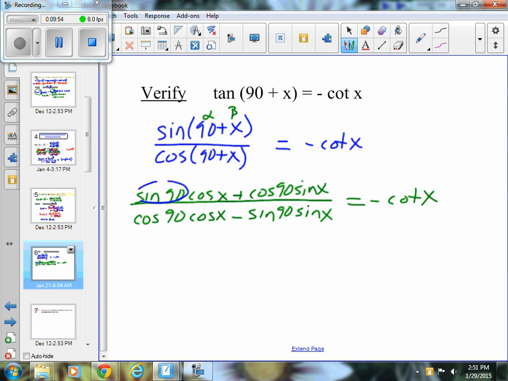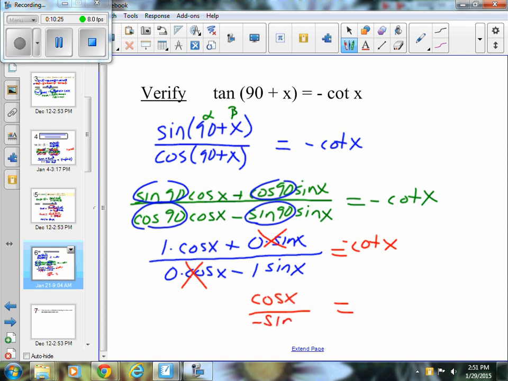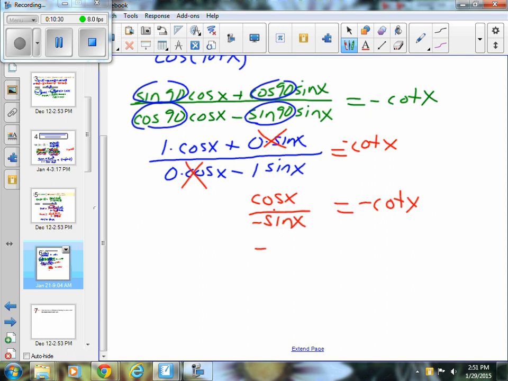All right, so sine of 90 is 1 times cosine. Cosine of 90 is 0. And on the bottom, cosine of 90 again is 0. And sine of 90 again is 1. So let's see what we have left then. So this term is gone, that term is a 0. We're left with, on this left-hand side, cosine on the top, negative sine on the bottom, and I do believe that would be negative cotangent, because cosine over sine is cotangent, and it's negative. So we verified the identity.